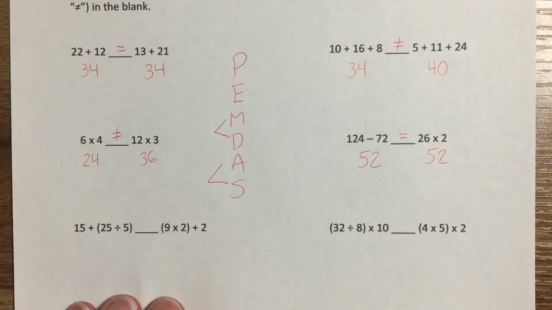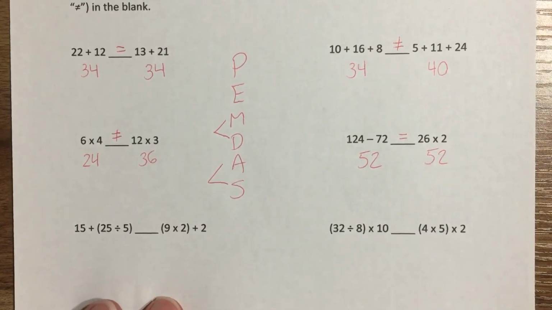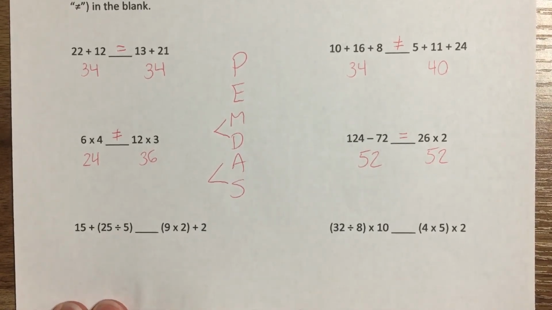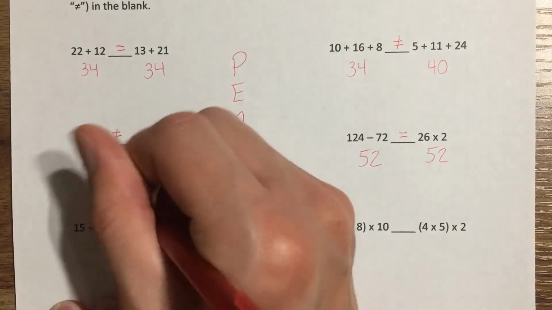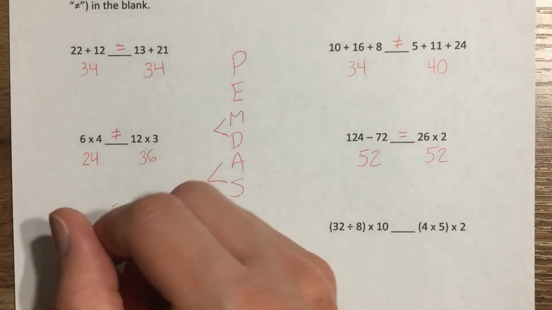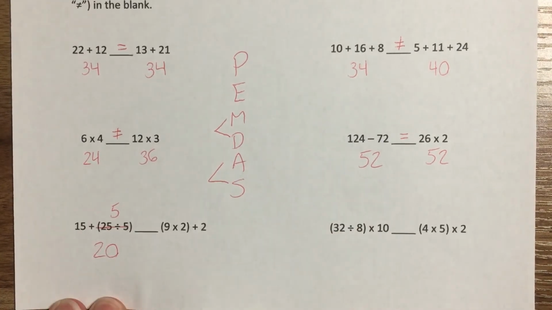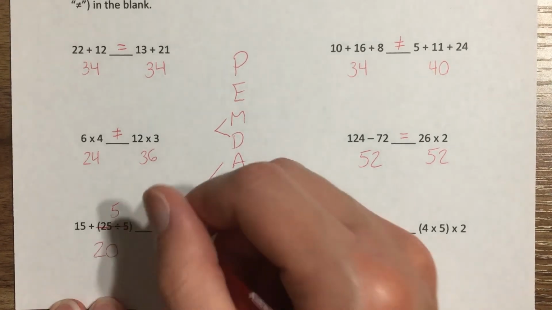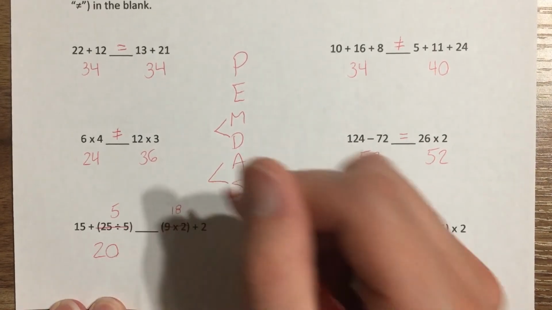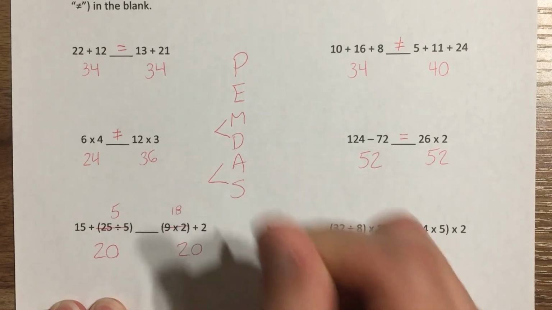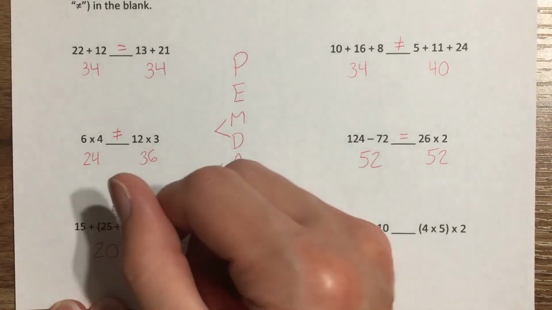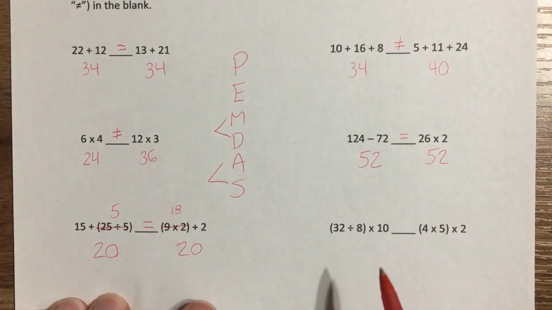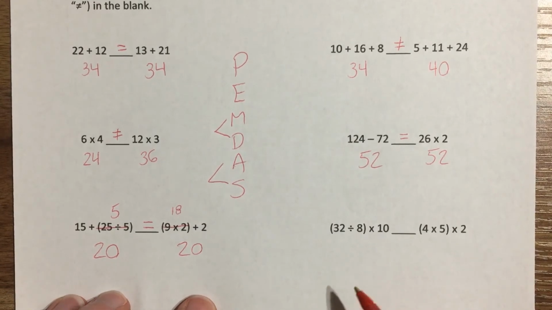to start with in this one, do we have any parentheses? We certainly do. So let's start inside the parentheses on both sides. 25 divided by 5. Well, 5. Get rid of that. 15 plus 5 is 20. On this side, 9 times 2, because once again, we're going to start inside the parentheses. 9 times 2 is 18. Get rid of that. 18 plus 2 is 20. Does 20 equal 20? It certainly does.